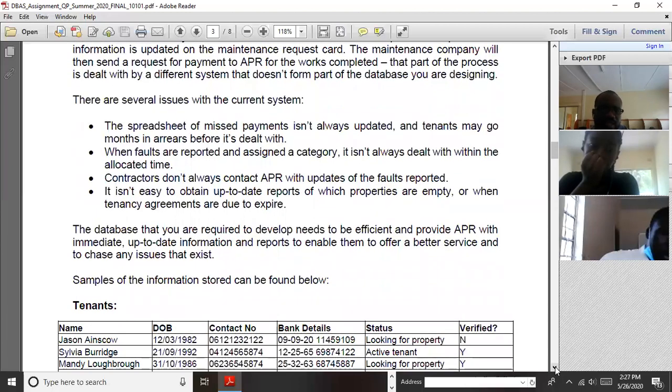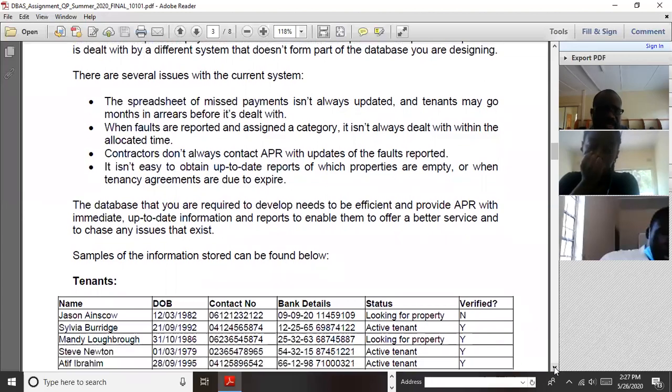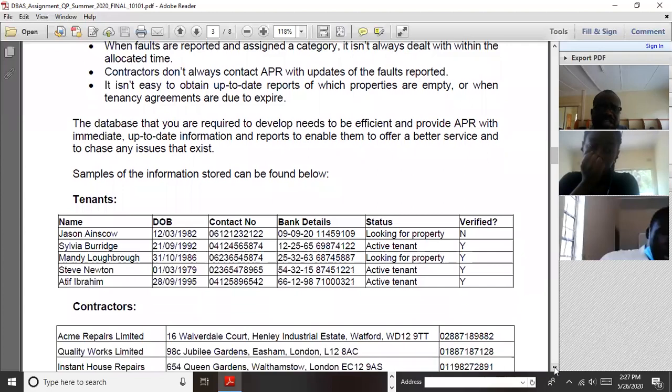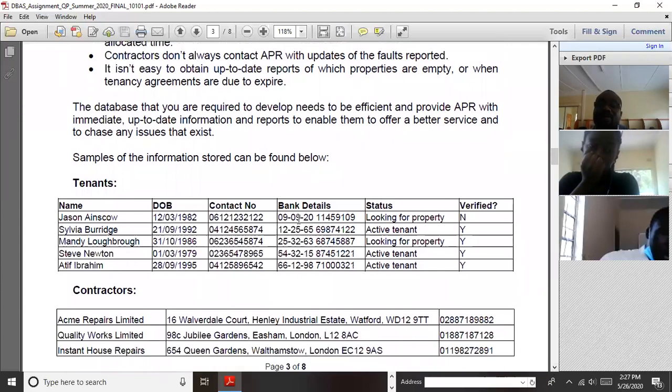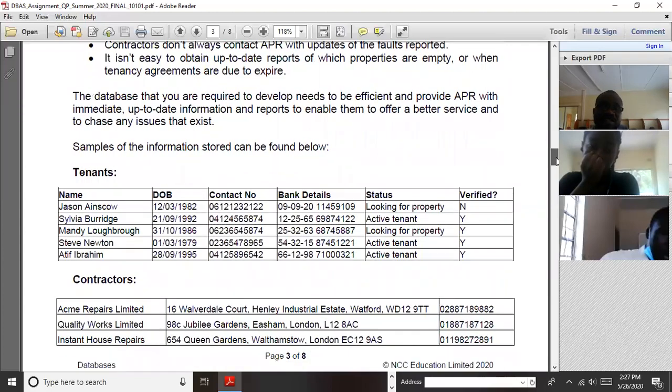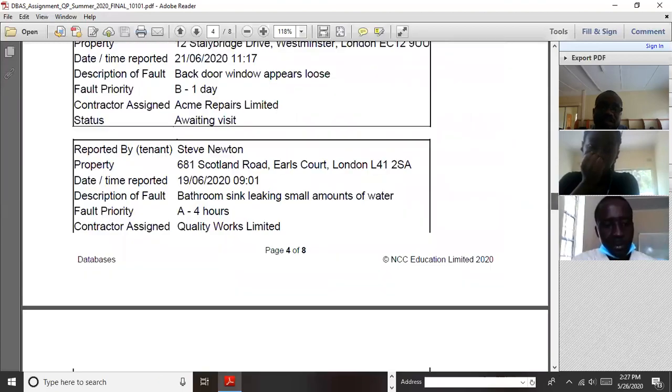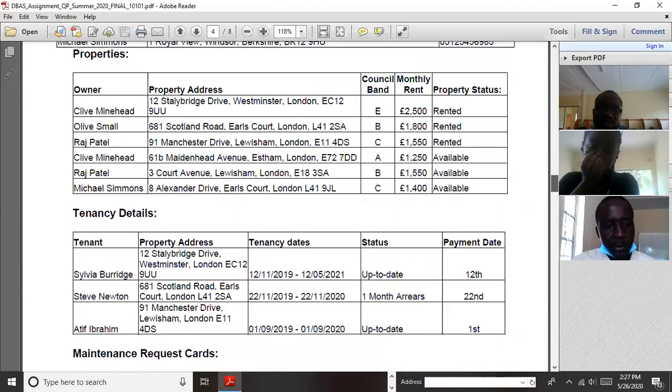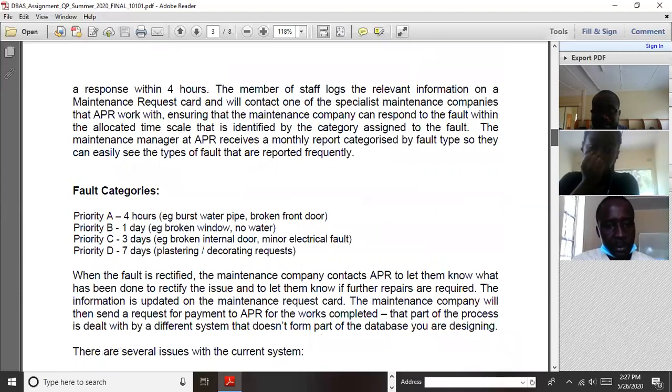The database that you are required to develop needs to be efficient and provide APR with immediate, up-to-date information and reports to enable them to offer a better service and to chase any issue that exists. So samples of information shared can be followed. So these are the tables that you have seen there. These are the tables that are going to be used to create a database.